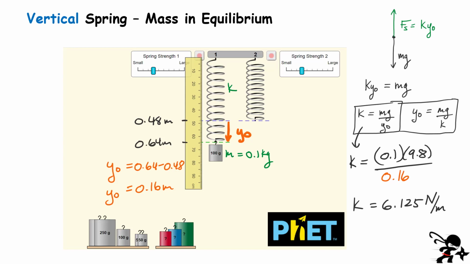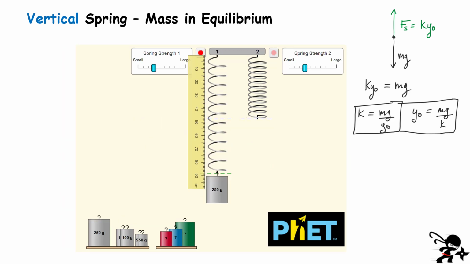The next thing we could do is, well, what if I change the mass? What if instead of 100 grams, I grab one of these bigger ones and I hang it on the same spring? What do you think is going to happen? Well, it's going to stretch a lot more, right? So we can then calculate how much it is going to stretch if I place this one instead of the 100 grams. All right, so let's go ahead and do that.